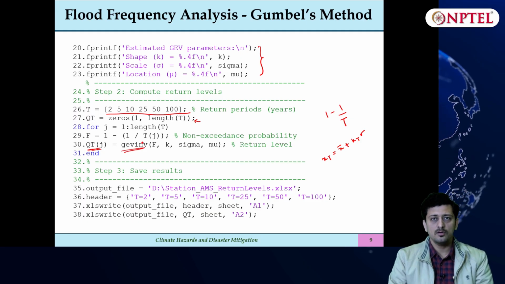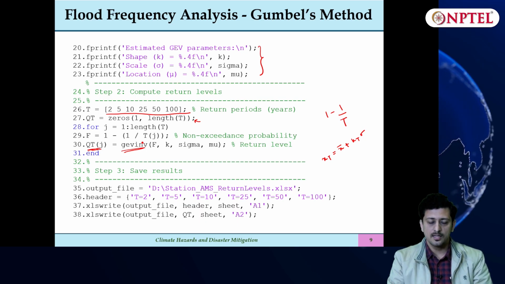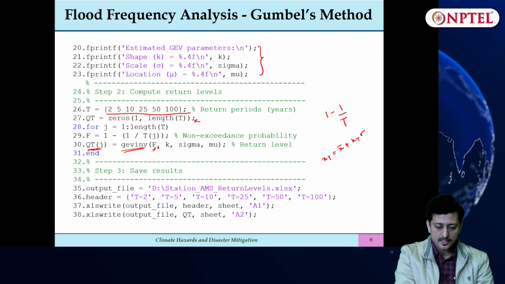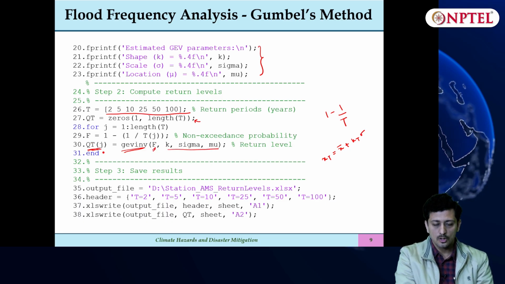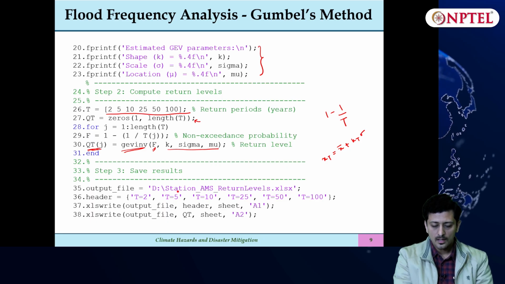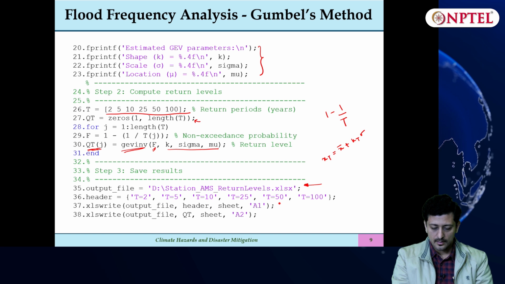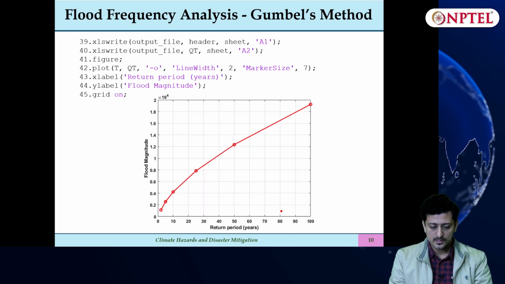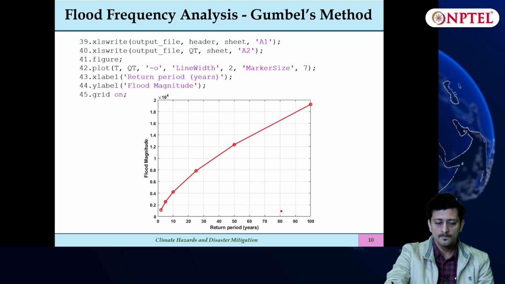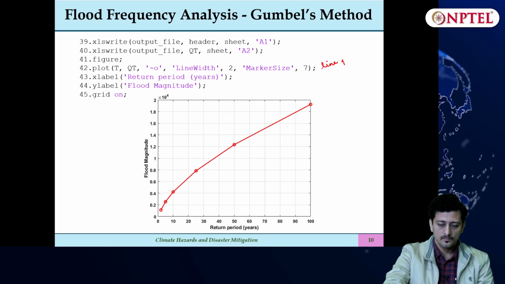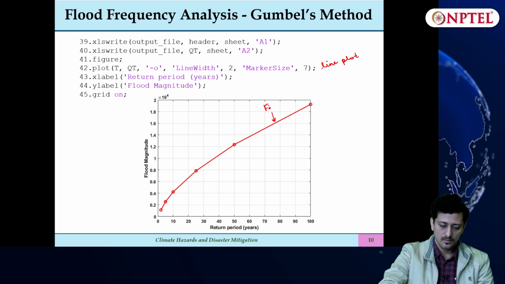Instead of GEV, if log normal was the best fit, for that also you can get inbuilt functions and you can see how it works. You will have the non-exceedance probability, you will have the parameters. Once you have that, it will compute the QT values. Then you can save the values in an Excel file, and that Excel file can be used later for different purposes. And then you can also prepare the figure. I can have a line plot, and the line plot will give me this flood frequency curve.